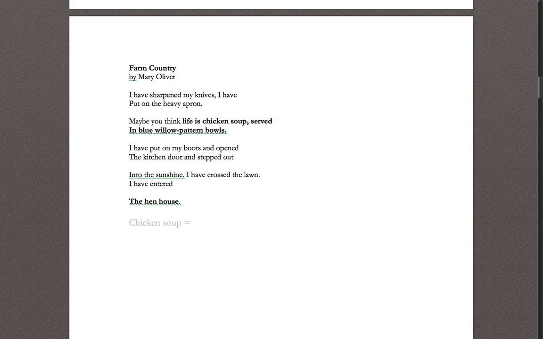Chicken soup and hen house. These are our two metaphors that we have going in the poem. So we want to ask ourselves, when we think of chicken soup, we are familiar with it. It is known to us. It is physical. We can sense it with all our senses. When we think of chicken soup, what do we think of? What does it remind us of? How do we feel? You can start doing this in your head as I go.